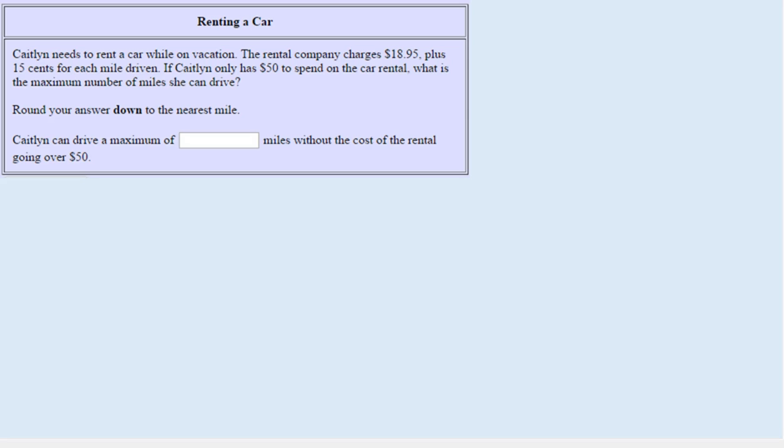Let's read the example and pick out the important information. Caitlin needs to rent a car while on vacation. The rental company charges $18.95 plus 15 cents for each mile driven. If Caitlin only has $50 to spend on the car rental, now here's our goal, our question. What is the maximum number of miles she can drive? And then we're asked to round our answer down to the nearest mile.